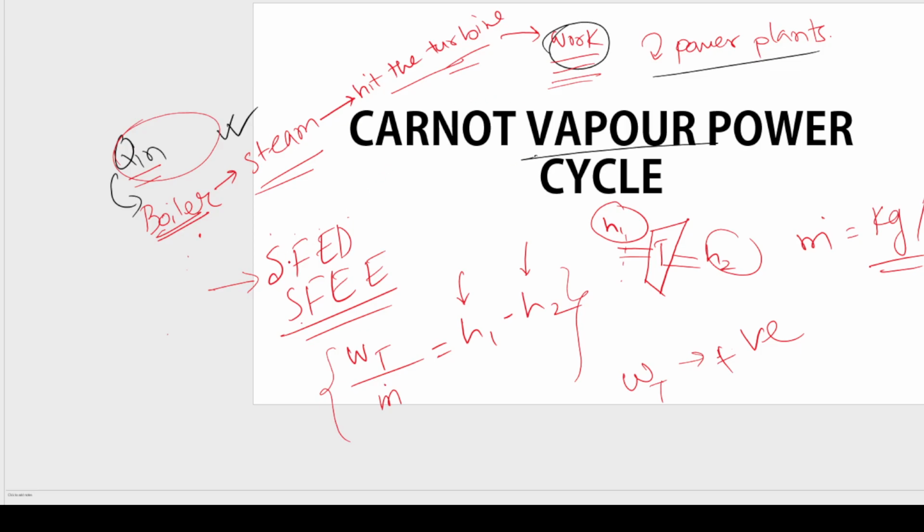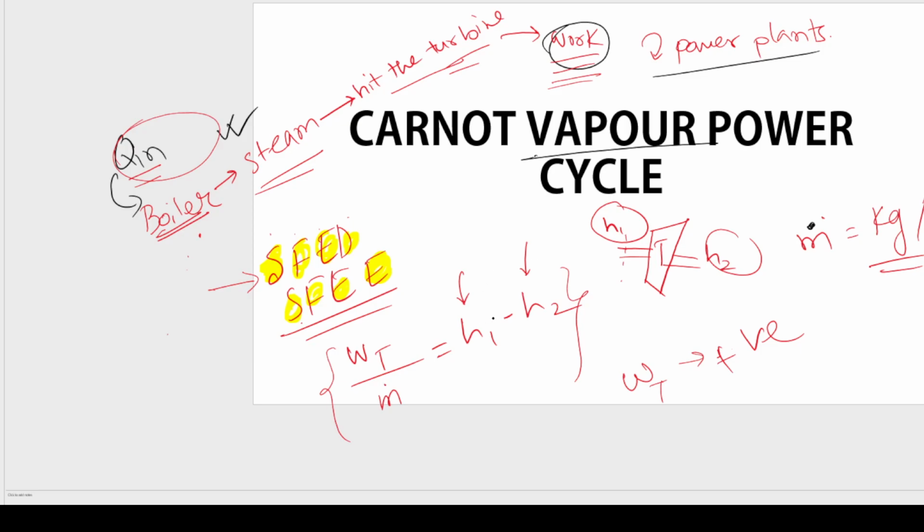And what is a turbine? A turbine is a steady flow engineering device that is going to follow the steady flow engineering equation. By using the steady flow engineering equation and applying some conditions on the equation, we get the work done equation for the turbine. That is Wt over m dot equals h1 minus h2, where m dot is the mass flow rate, in kg per second.